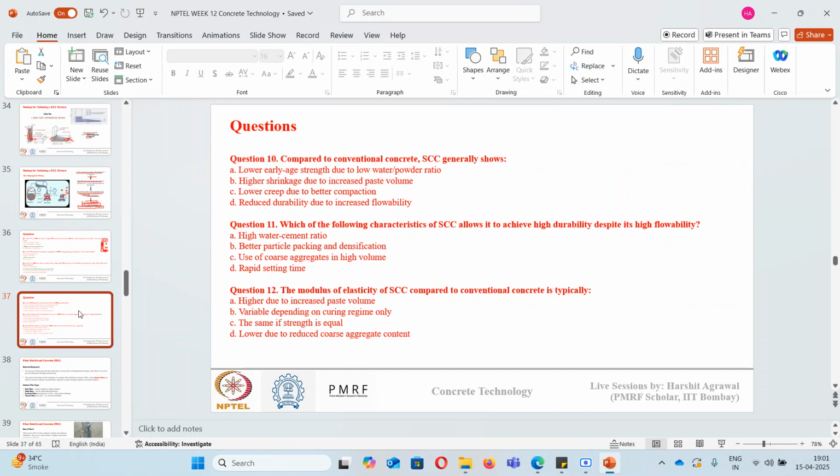Now just try to answer these questions here. These questions are framed like how self-compacting concrete compares to conventional concrete, or in terms of mechanical properties of self-compacting concrete. That question I didn't cover in the theory, but try to answer this question. Try to remember what we have talked about in earlier sessions also. So question number 10, compared to conventional concrete, SCC generally shows which feature?